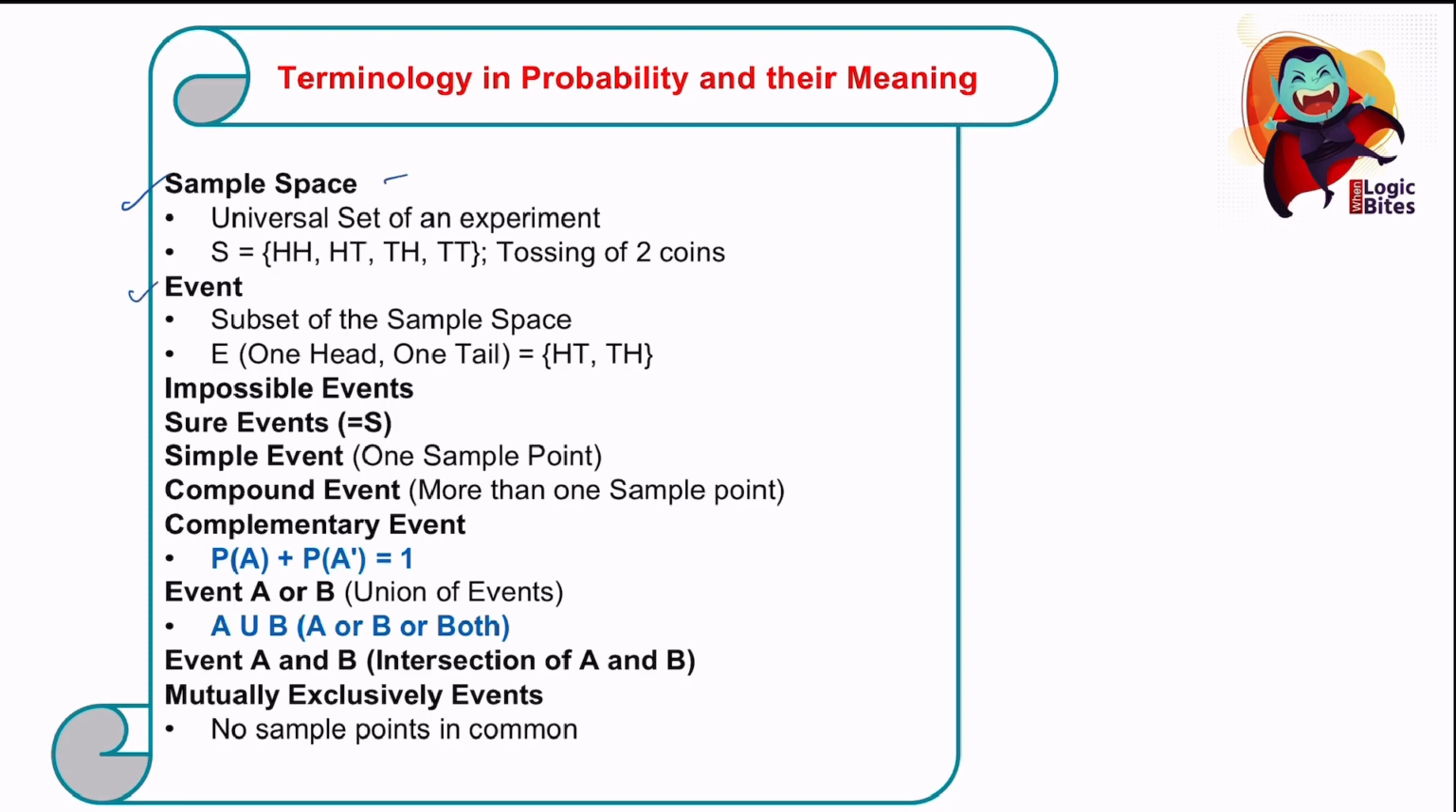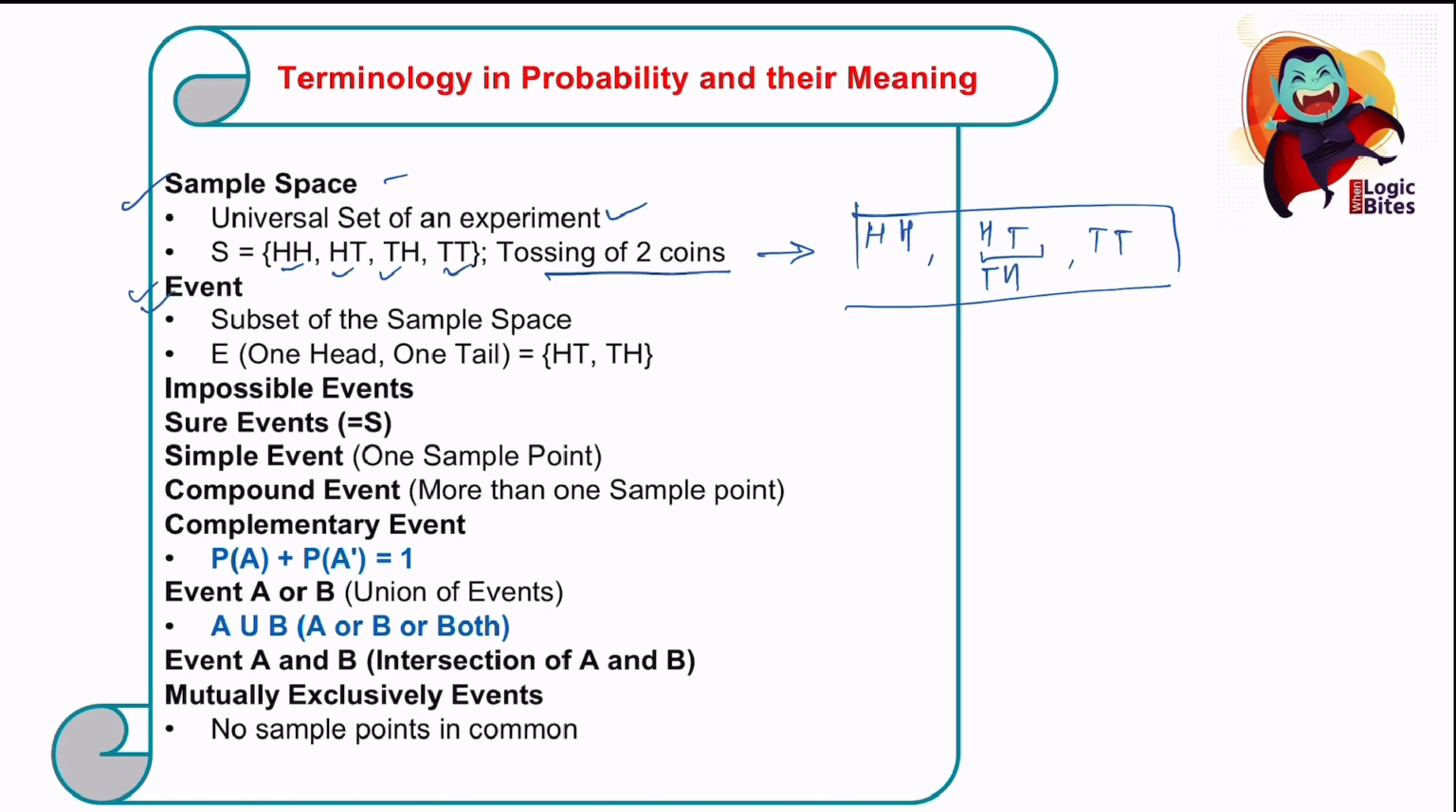So, sample space, again quickly summing up. Sample space is the universe of all the possible outcomes of an experiment. Let's say we toss two coins. All the possible outcomes are: we can get two heads, or we can get one head and one tail, so there will be two cases, head tail and tail head, and we can get two tails. So there are a total of four possible outcomes, as we have already shown here. This is our universe, and therefore this is our sample space.